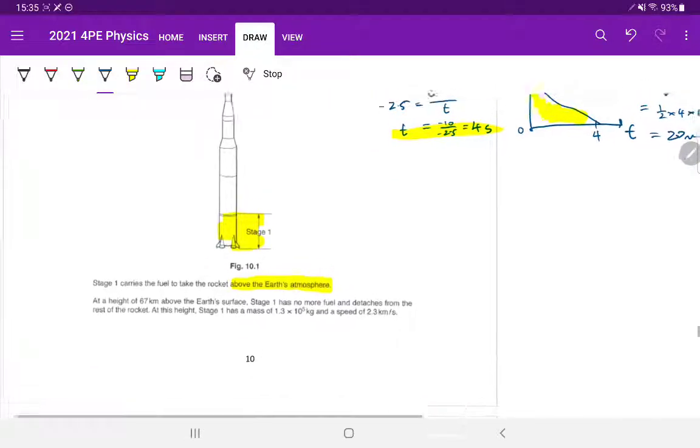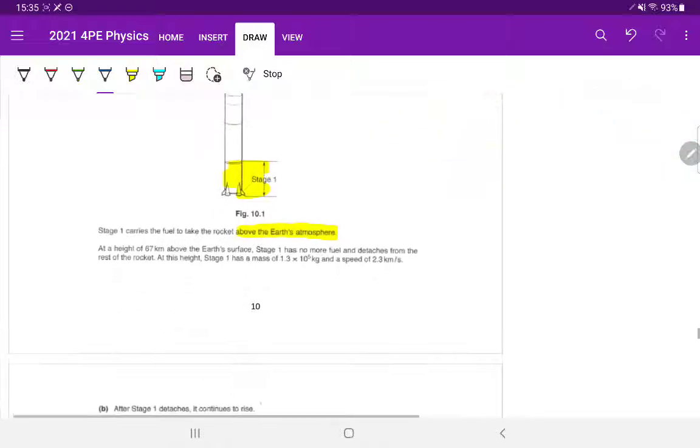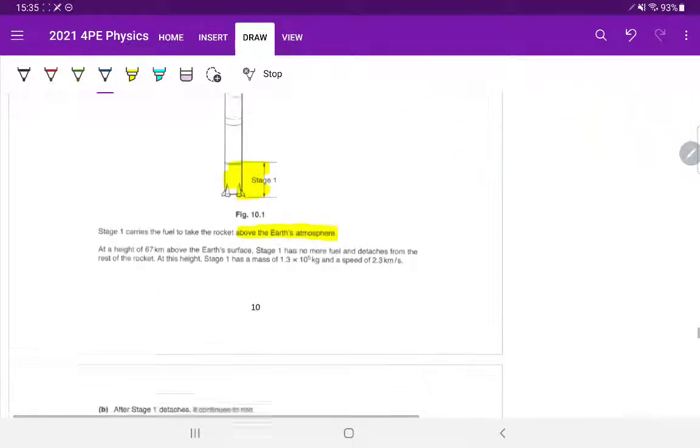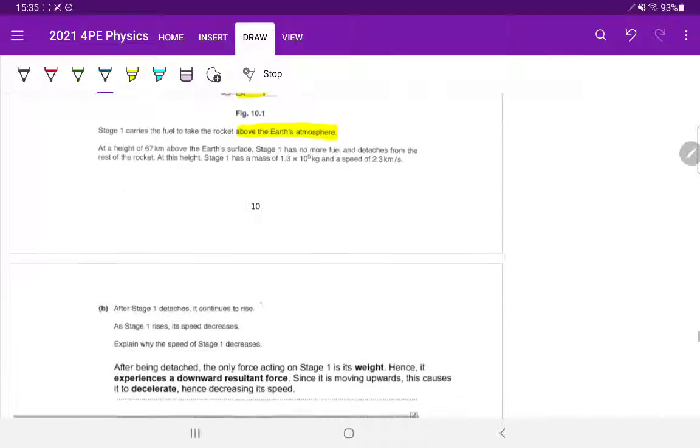So that means that later, when you're explaining the motion of stage 1 for part B, you cannot talk about air resistance anymore, because there's no air resistance above the atmosphere. Okay, so at a height of 67 km above the Earth's surface, stage 1 has no more fuel and detaches from the rest of the rocket. At this height, it has a mass of this and a speed of this. Okay, so this speed, what direction is it moving? It's moving upwards at this speed of 2.3 km per second. That's really, really fast, right?